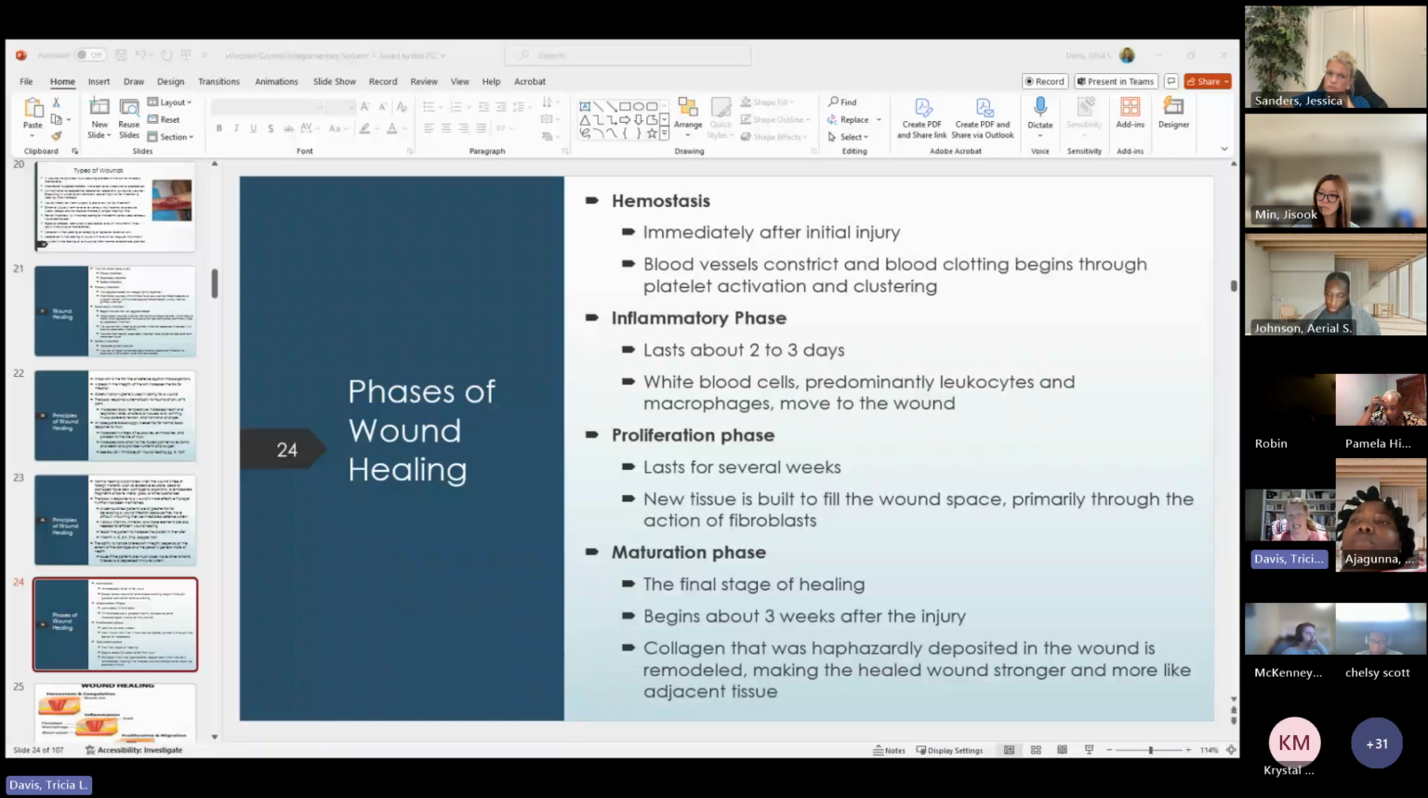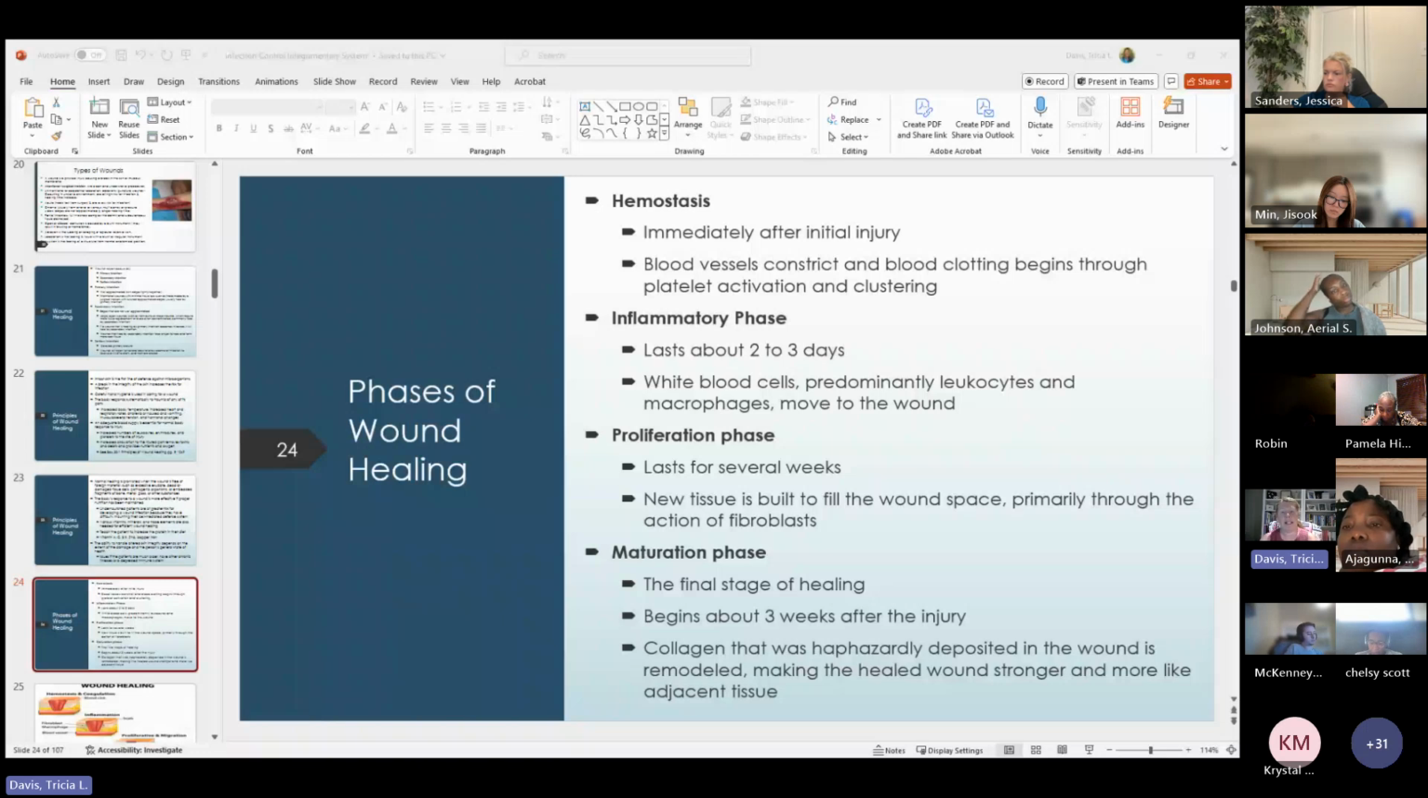After those 2 or 3 days, we go into the proliferation phase. This can last several weeks, maybe even longer for someone who is nutritionally compromised or has some other issues going on. During this phase, new healthy tissue starts to fill in around that wound space, and that wound starts to heal. Usually it's through the actions of fibroblasts in the body that help gather together to form that new tissue.